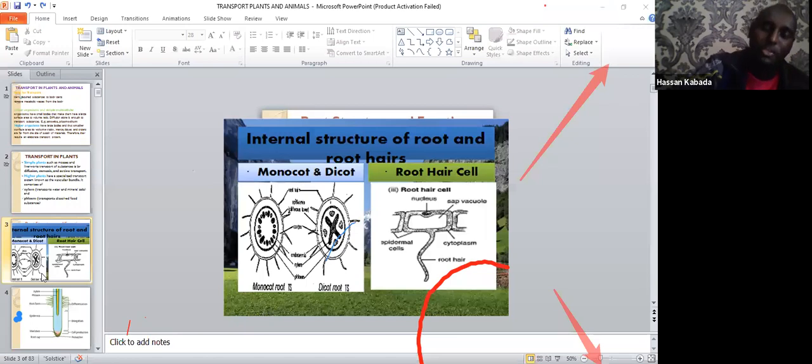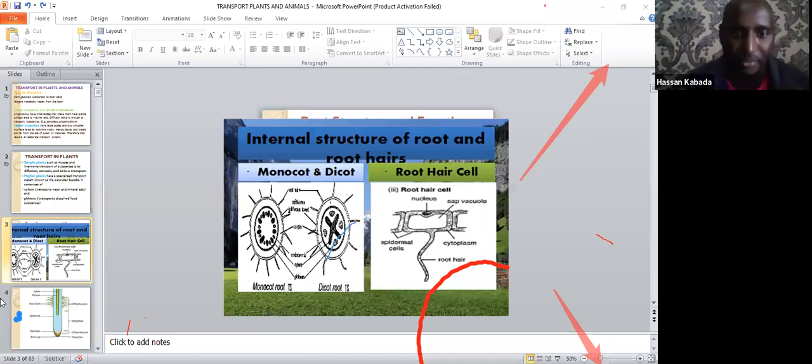So that from there, the xylem can now have a function. If the roots are not absorbing water, xylem will not do anything. It cannot transport what it does not have. If the leaves are not manufacturing food, then the phloem cannot transport what is not there. That's impractical. That's impossible. So it is very important for us to look at the internal structure of the roots and the root hair.